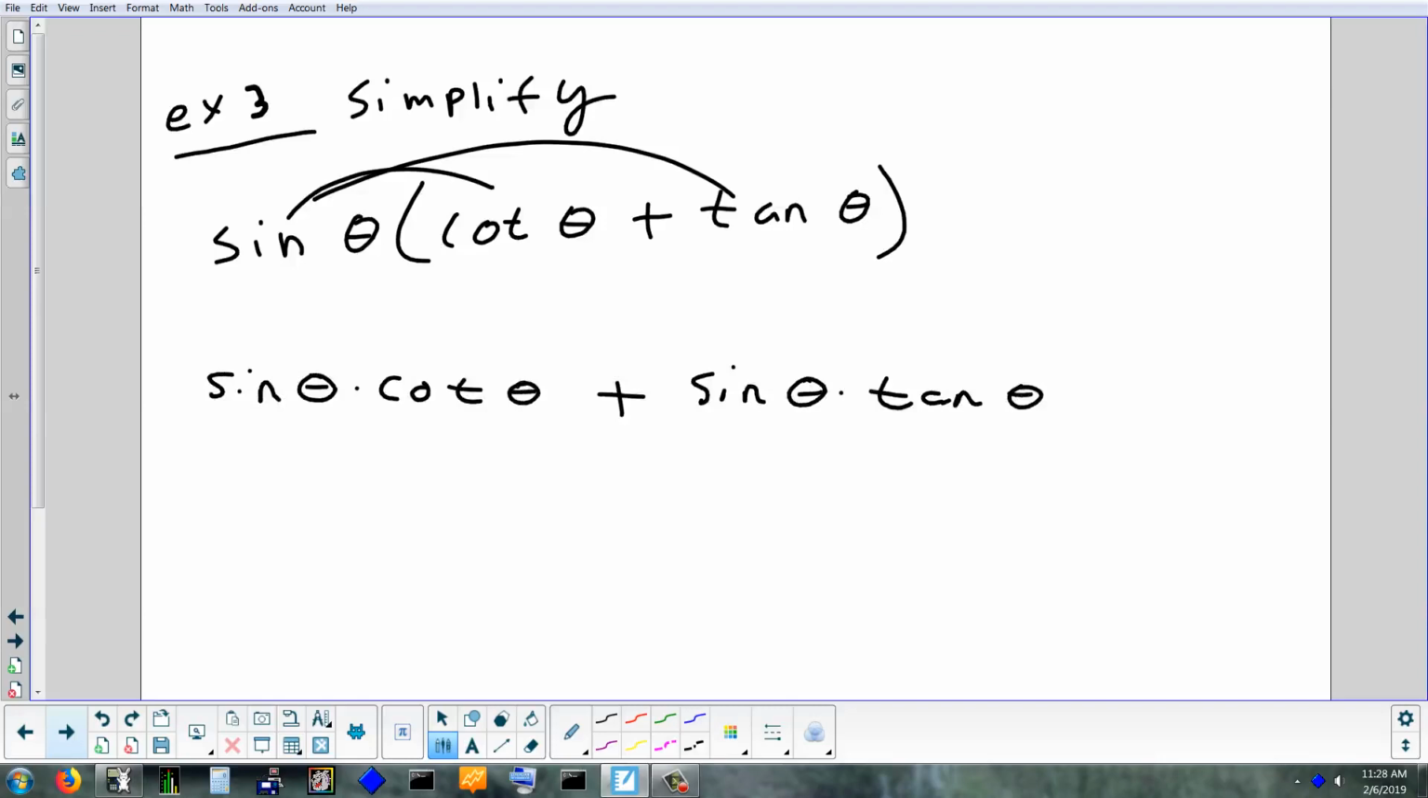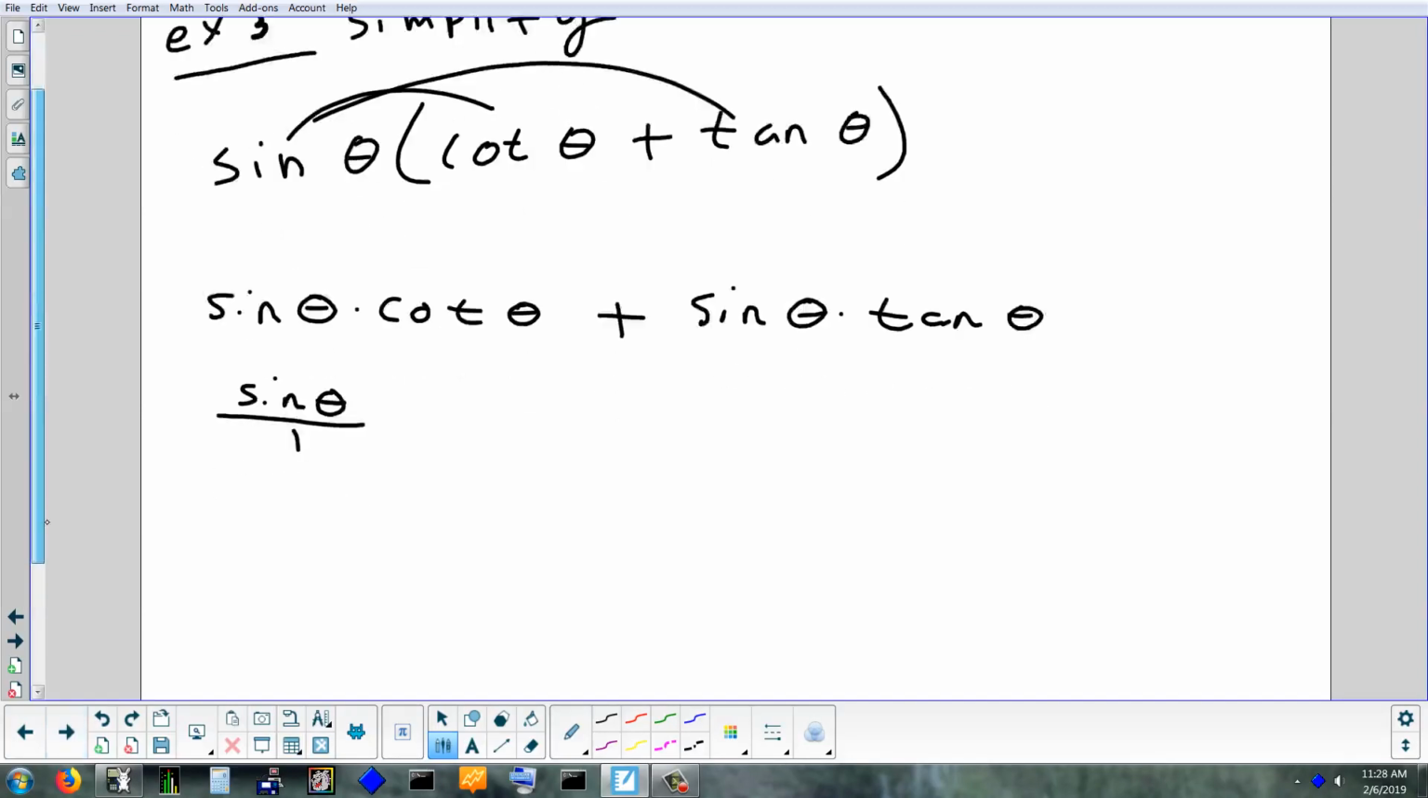We can change everything to sines and cosines. Sine already is sine. Since everything else in this problem is going to become a fraction, I'm going to make sine a fraction too. Cotangent. How do we write cotangent? Yep. Cosine over sine. Plus sine, it's already sine, so just leave that alone. Times tangent. Sine over cosine.